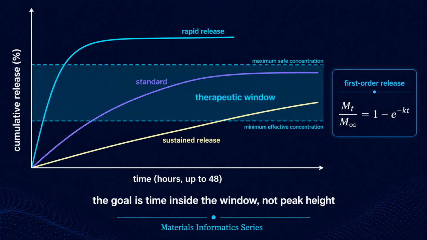Drug release profiles determine therapeutic efficacy. This plot shows cumulative release over 48 hours for 3 formulations. Sustained release with low burst and slow rate maintains therapeutic levels longest. Rapid release reaches high concentrations quickly, but may exceed the safe maximum. The goal is keeping drug levels within the therapeutic window between minimum effective and maximum safe concentrations.